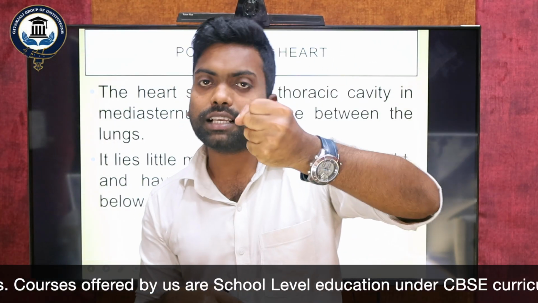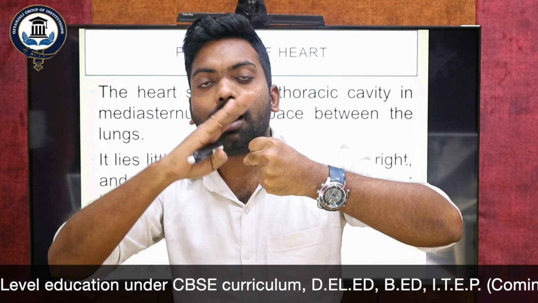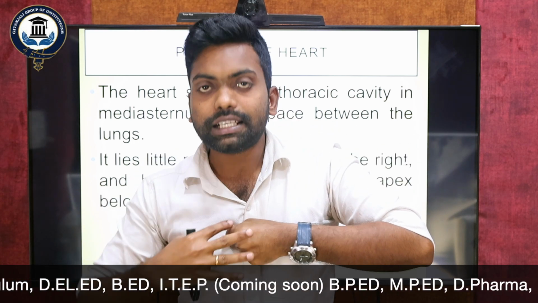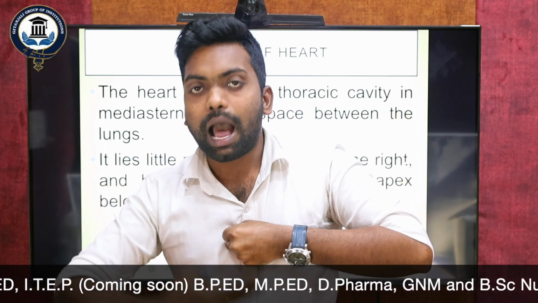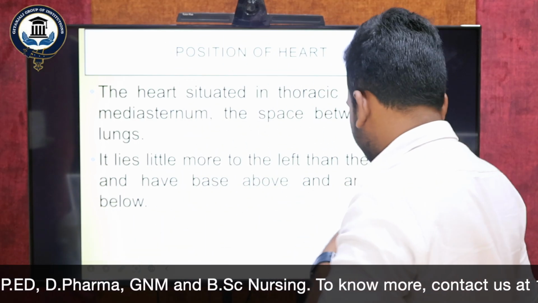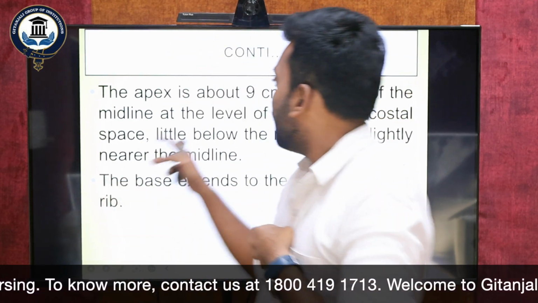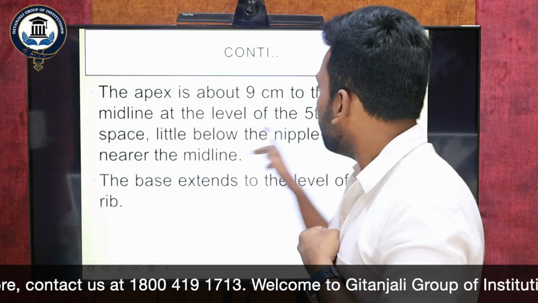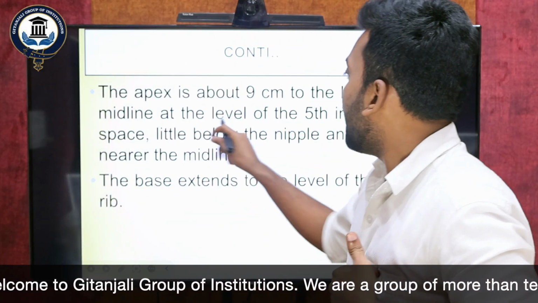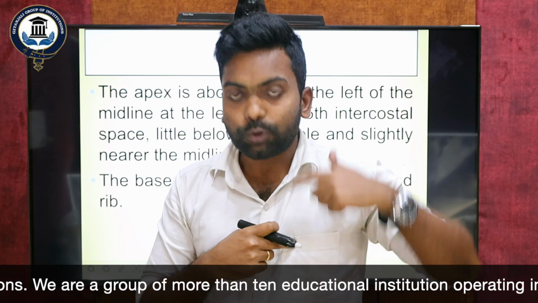You can see this is the cone-shaped heart, a hollow muscular organ. This is the part of the base and this is the part of the apex. This is how you can observe it. Where the base is located and where the apex is located, I will tell. The apex is present about 9 centimeters, and you can calculate it at the fifth intercostal space. At the level of the fifth intercostal space is the exact position of the apex.